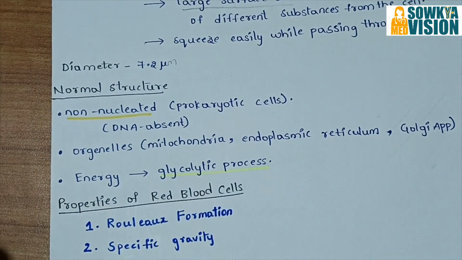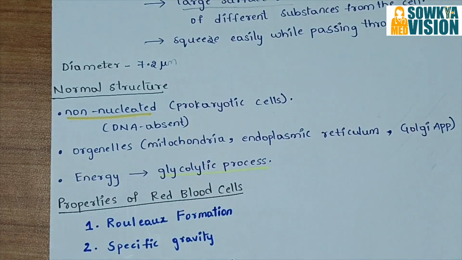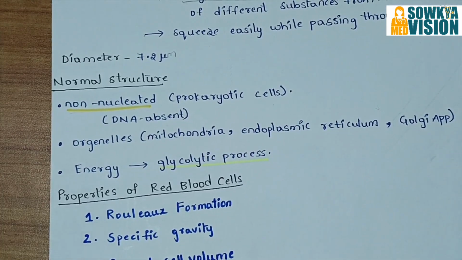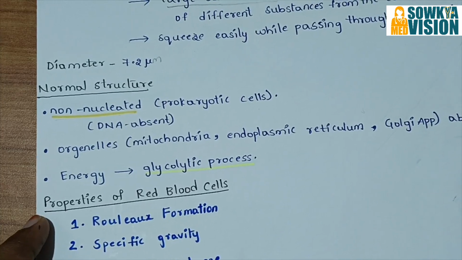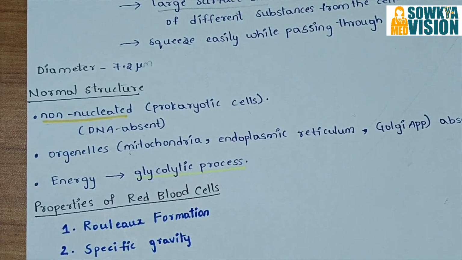Now let's see what is the normal structure of RBC. Yes, as I said, it has an absence of nucleus, so it is non-nucleated. The cells which do not contain a nucleus are known as prokaryotic cells. Hence it does not contain a nucleus, so there is no chromosomal matter and no DNA. So DNA is absent. Along with this, the organelles like mitochondria, endoplasmic reticulum, and Golgi apparatus are also absent. So without these organelles, there is no matter of energy processing.